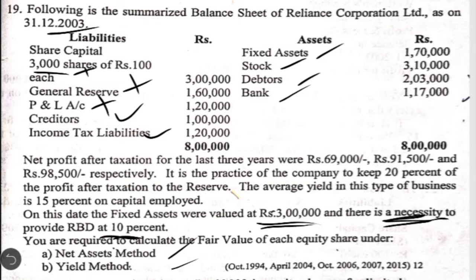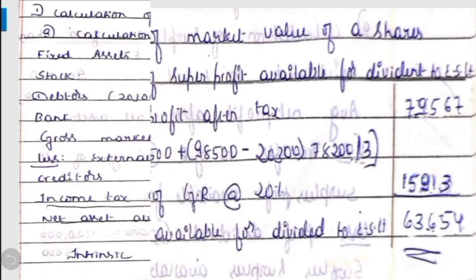Current year is 2003. They have given for the last 3 years respectively. So it is given in ascending order. So the last profit 98,500 is the current year's profit. From this we have to deduct that RBD of 20,300 in order to calculate the average profit. So let's see how to calculate.